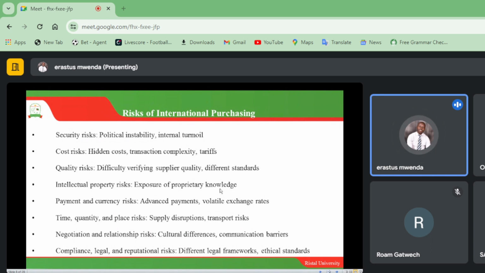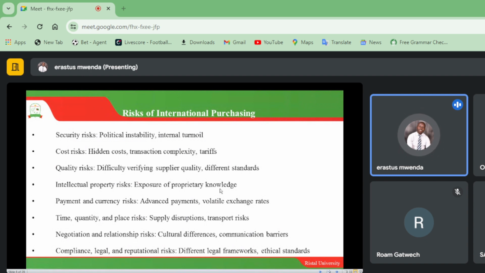The other one is quality risks: difficulty verifying supplier quality, different standards. You may not necessarily be able to verify whether you are dealing with the correct supplier. I have seen some people, when they are beginning any transactions involving international purchasing, first travel to that country so that they can create what we called in the previous lecture supplier relationships. That makes it easier for you to maneuver in the subsequent transactions. Different standards, so issues to do with standardization.